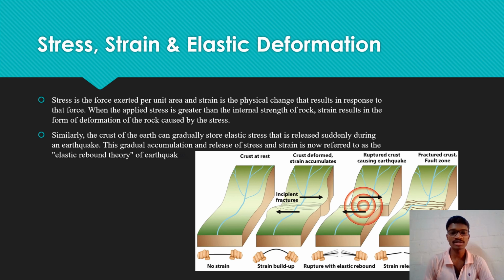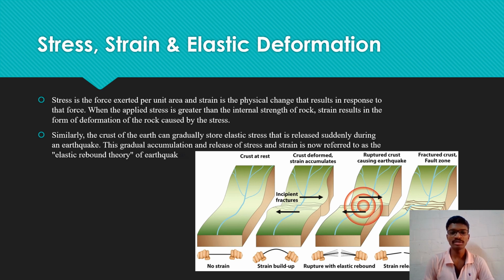Stress is the force exerted per unit area, and strain is the physical change that results in response to that force. When the applied stress is greater than the internal strength of the rock, strain results in the form of deformation of the rock caused by the stress. We can see this in this image.